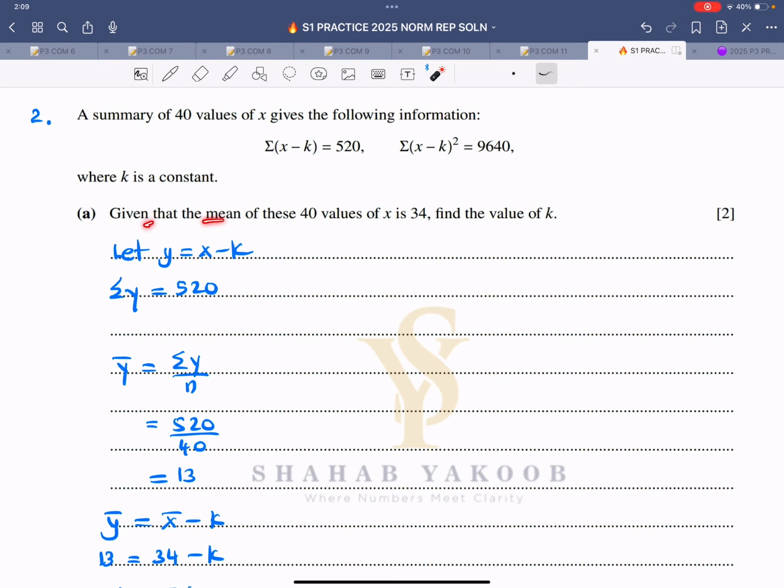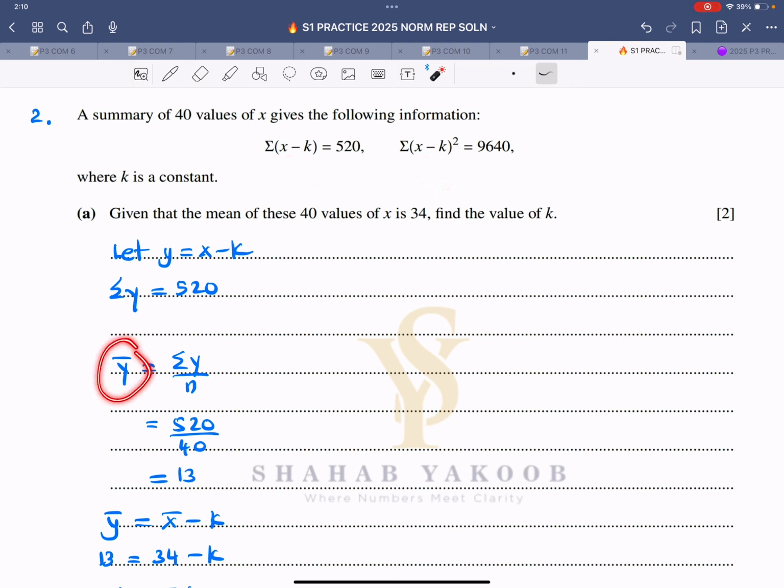Given that the mean of these 40 values of x is 34, find the value of k. That means x bar is 34. Now, first of all, it's a question of coding, also known as assumed mean. So what do we do over here? Whatever is written over here, give it a new name, a new variable. I have given it y. Let y equal x minus k. Therefore, this is sigma y. Therefore, this is sigma y squared.